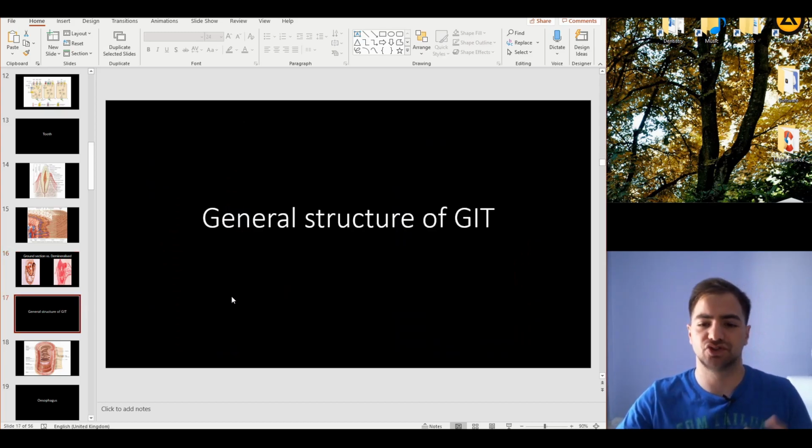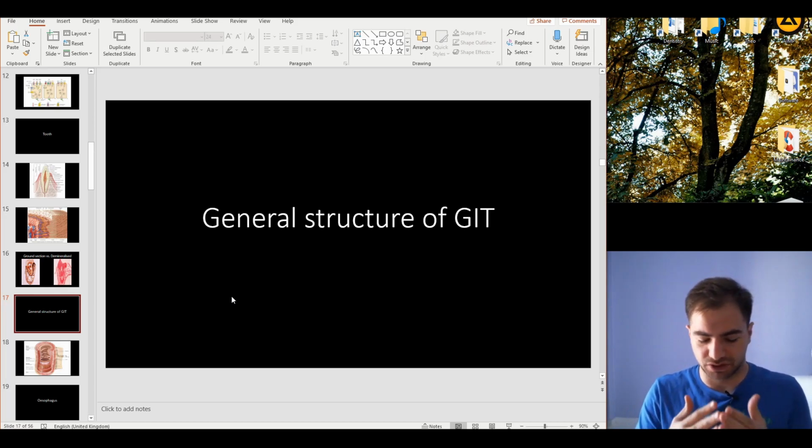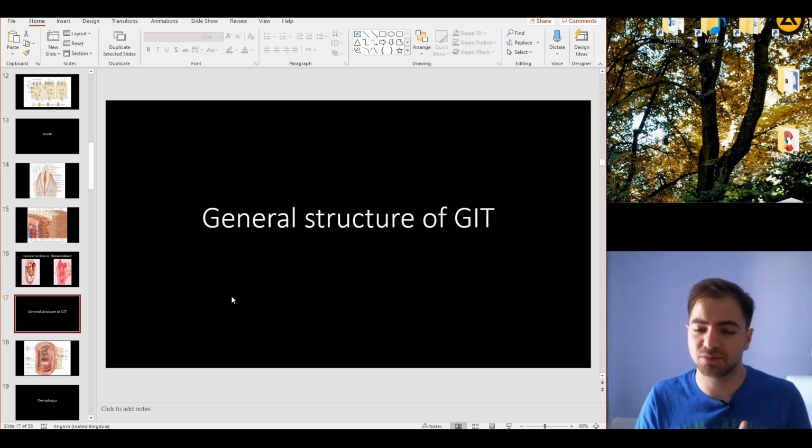So let's move on to the general structure of the GIT. What does this mean? This means that the whole GIT structures, for example, the esophagus, the stomach, the small intestine, the large intestine, in fact share common features. Specifically, all the layers are exactly the same, though there are specific smaller variations when it comes to the contents of the layers, but the layers themselves are exactly the same. Some contours will change. We'll see exactly what kind of contours will change throughout the whole video.